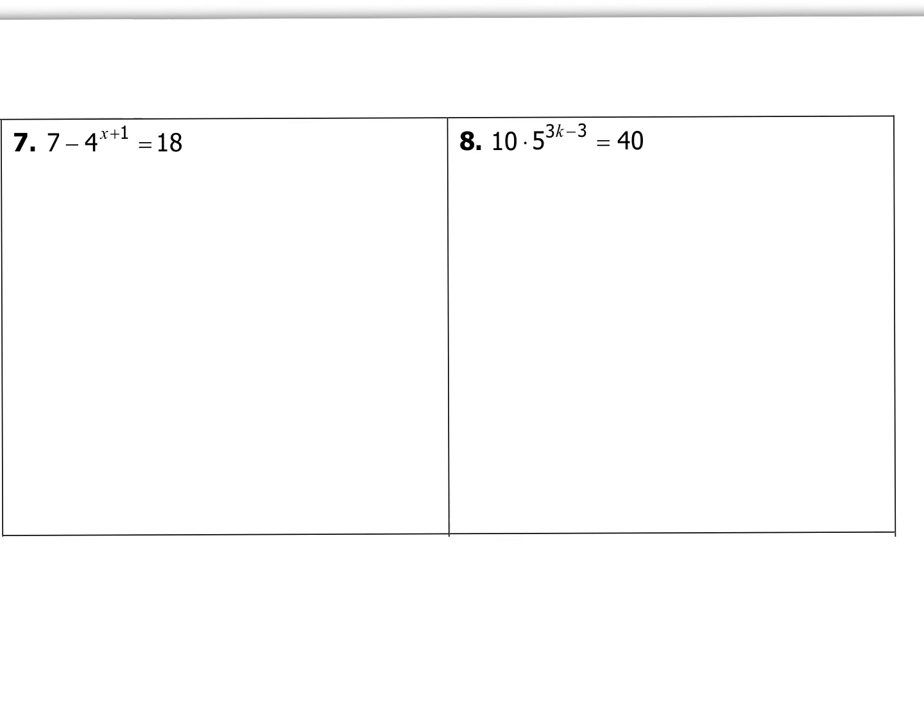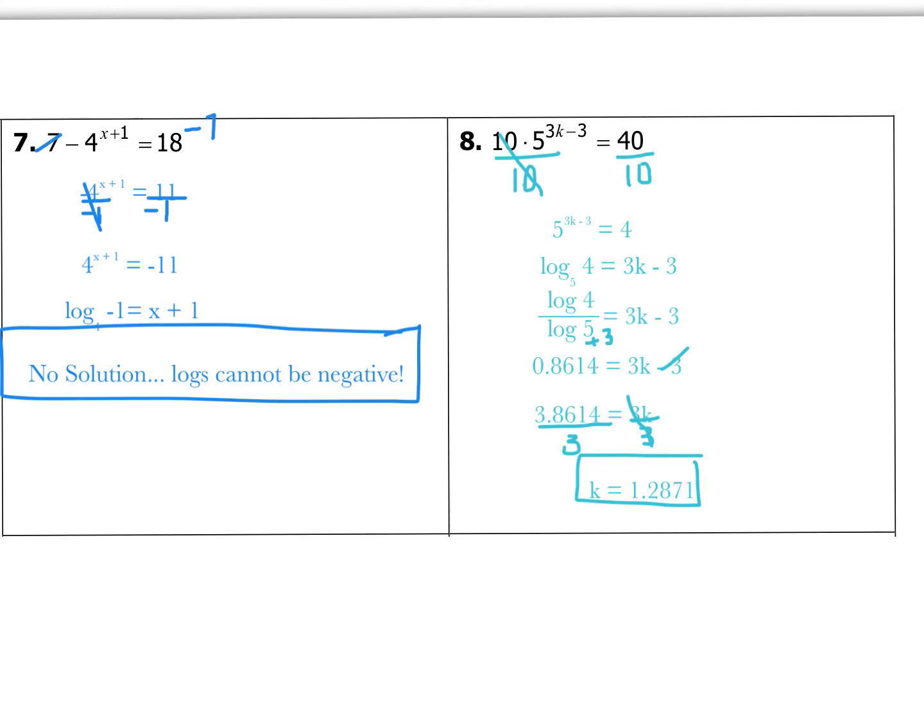Alright, go ahead and pause the video, and I'd like you to try number 7 and number 8 on your own. Alright, so for number 7, hopefully you were able to get that there was no solution because logs cannot be negative. When I ended up solving, I took the log of this, and log base 4 of -1 does not exist. And then for 8, hopefully you got k equals 1.2871.